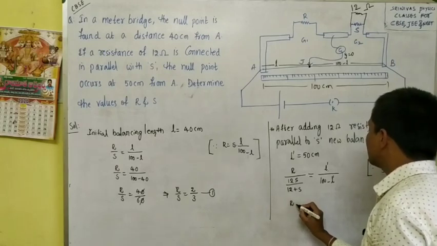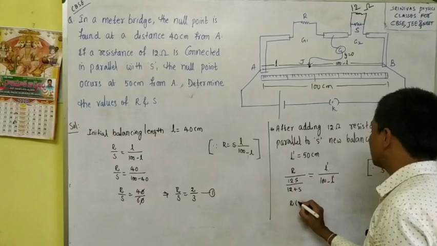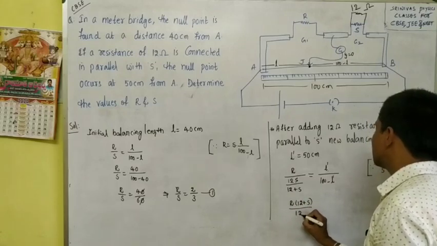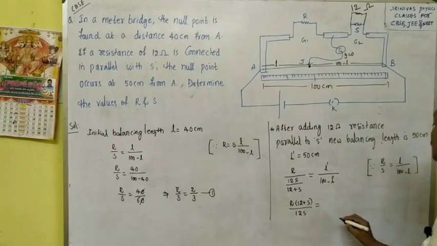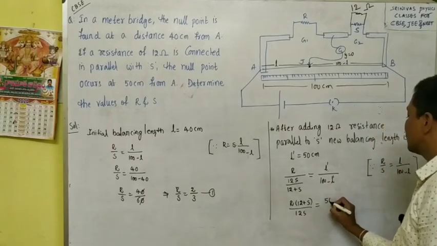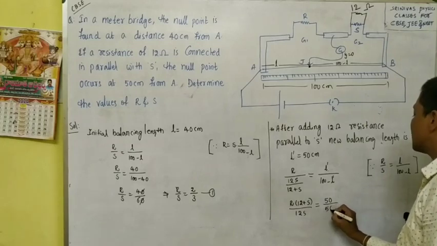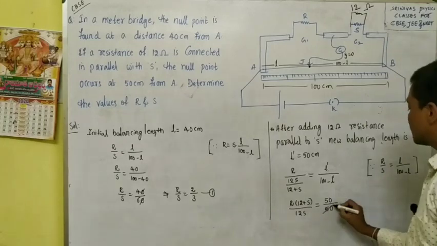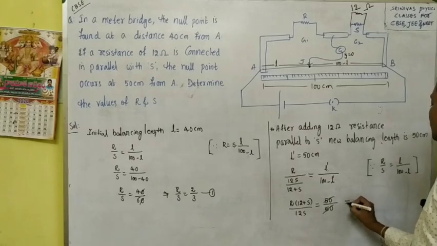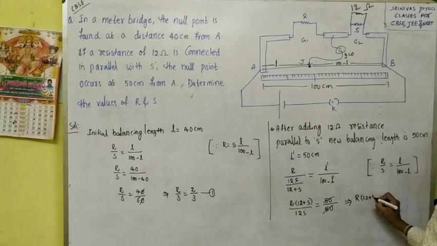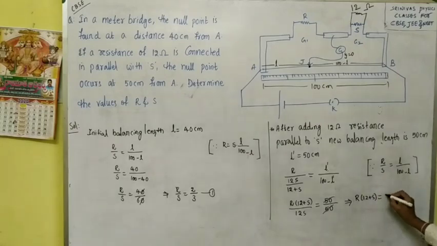R into, this will go to the numerator, 12 plus S by 12S is equal to L dash, which is 50, by 100 minus 50. The new balancing length is again 50, so this will be cancelled. Then we will get R into 12 plus S is equal to 12S, right?